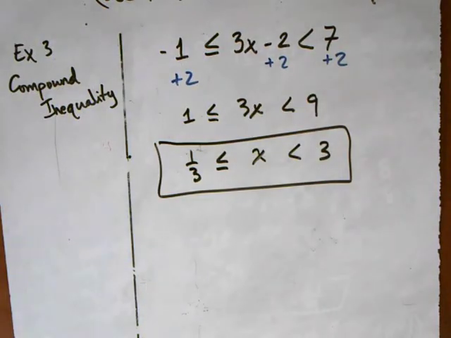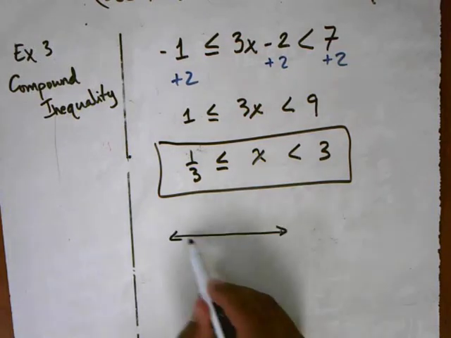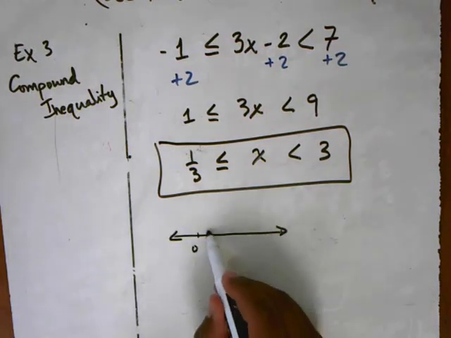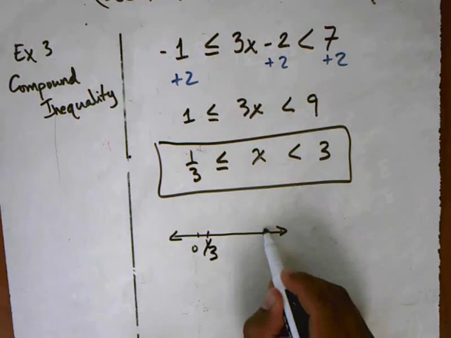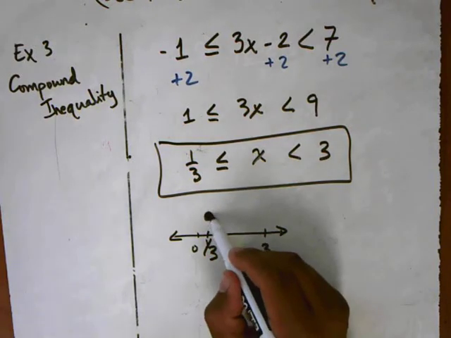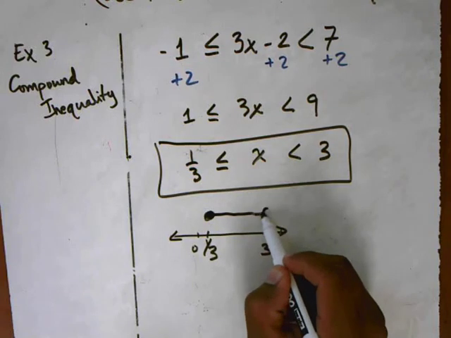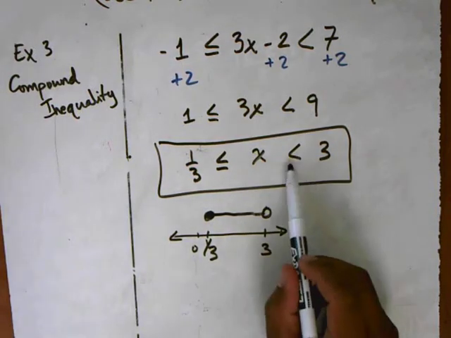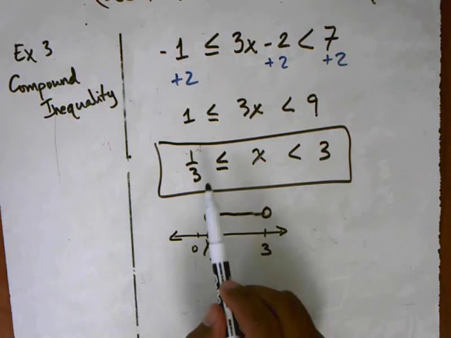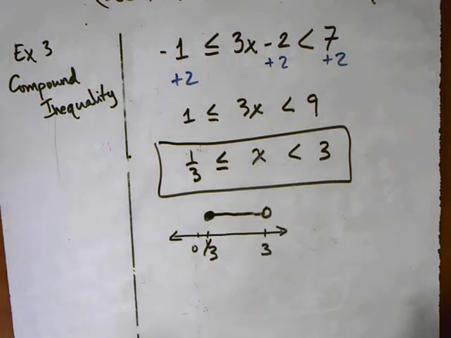Okay? So the compound inequality is really not any different than the other inequalities. It just looks a little bit different when we graph it. So I'll put 0 here, 1/3 is probably right here, and then 3 is here. And this says that x is all the numbers between 1/3 inclusive and 3 exclusive. So this is a less than symbol, open circle. This is a greater than or equal to symbol, so it's a closed circle.